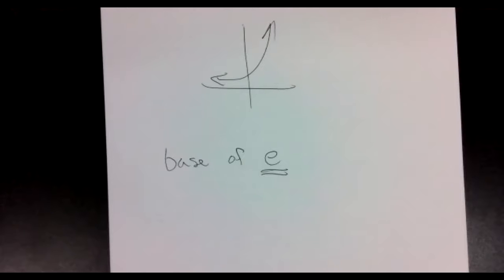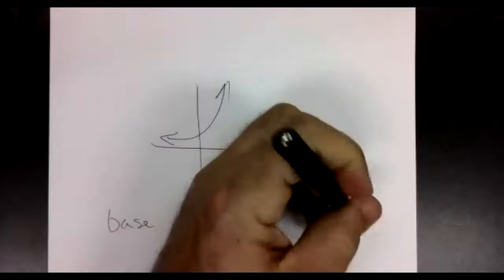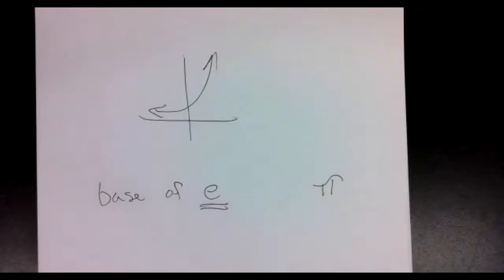E is what we call a universal constant. Okay, E is a number. You're familiar with this idea if you've ever heard of pi. Pi is another one of those. Pi is a universal constant. Pi always represents the same number.